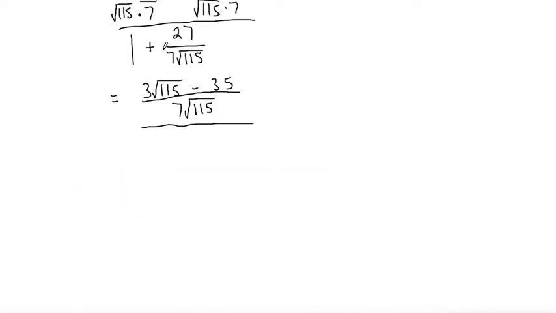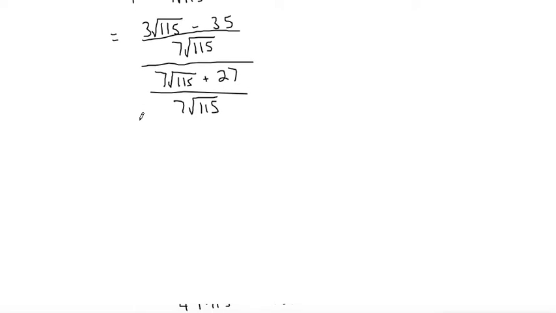We need to combine these fractions as well, so making a common denominator would make this 7 root 15 over 7 root 15. So that would be 7 root 15 plus 27, and the common denominator would be 7 root 15. Okay, so now we've made the numerator and denominator into individual fractions.